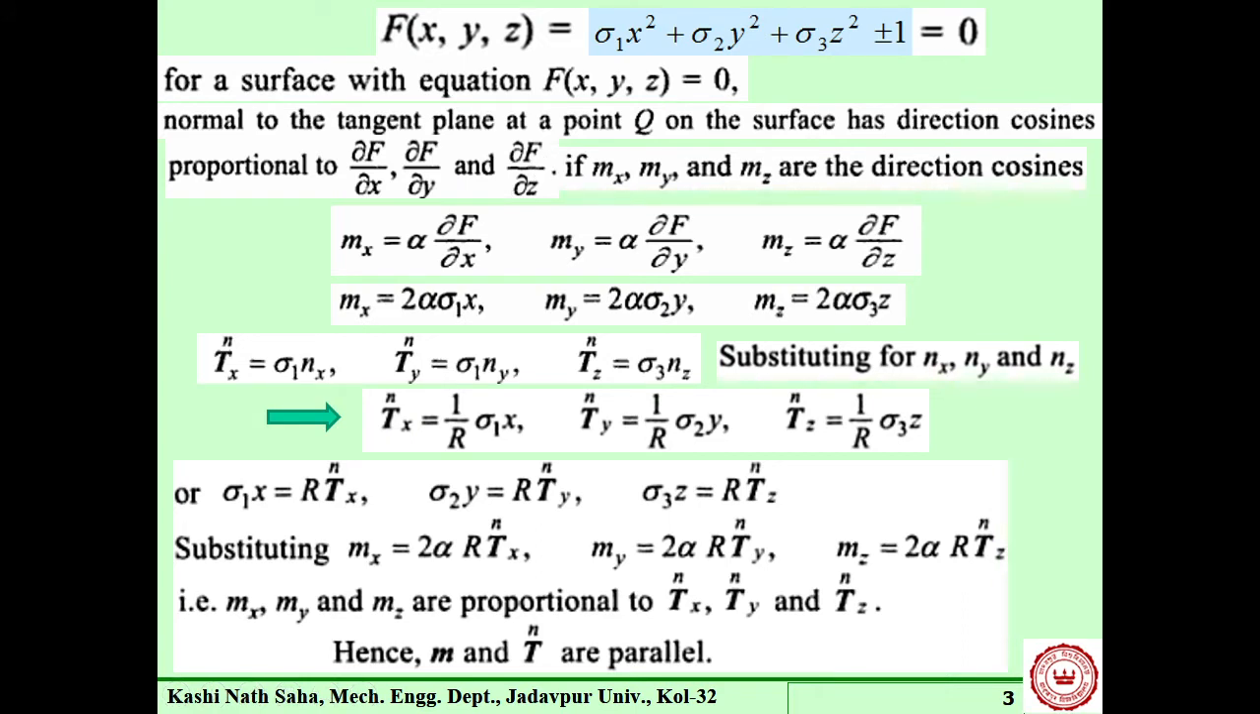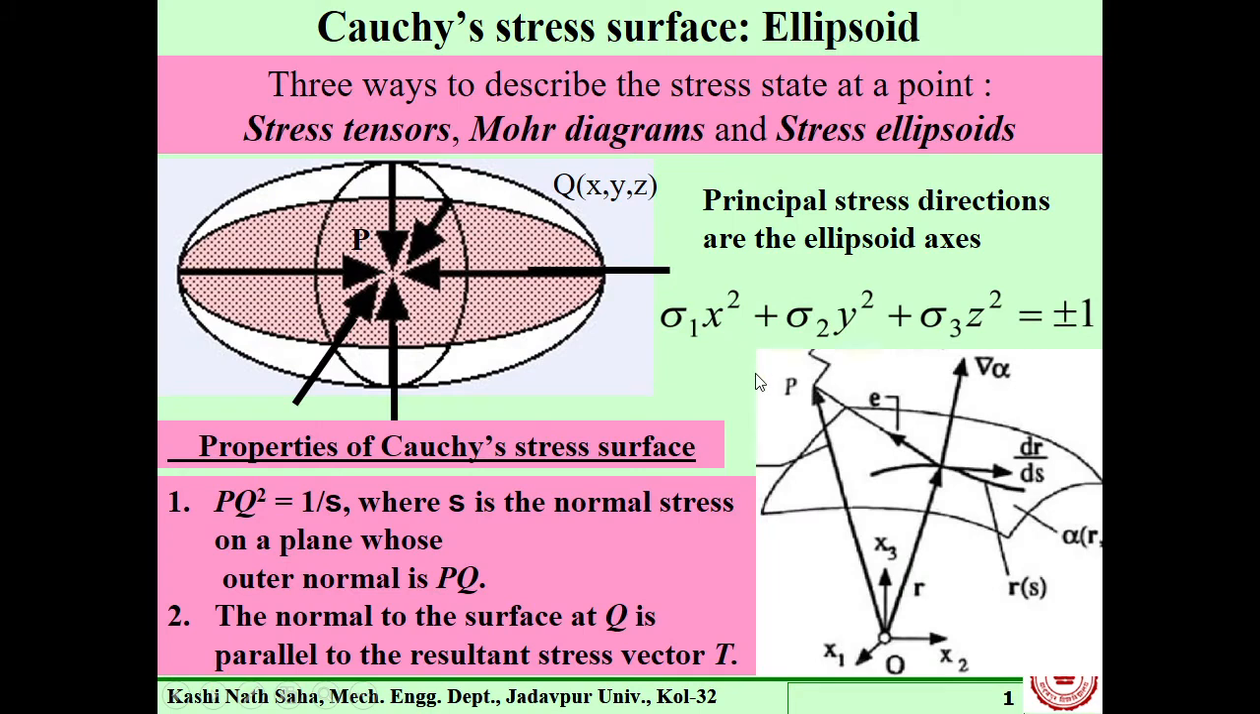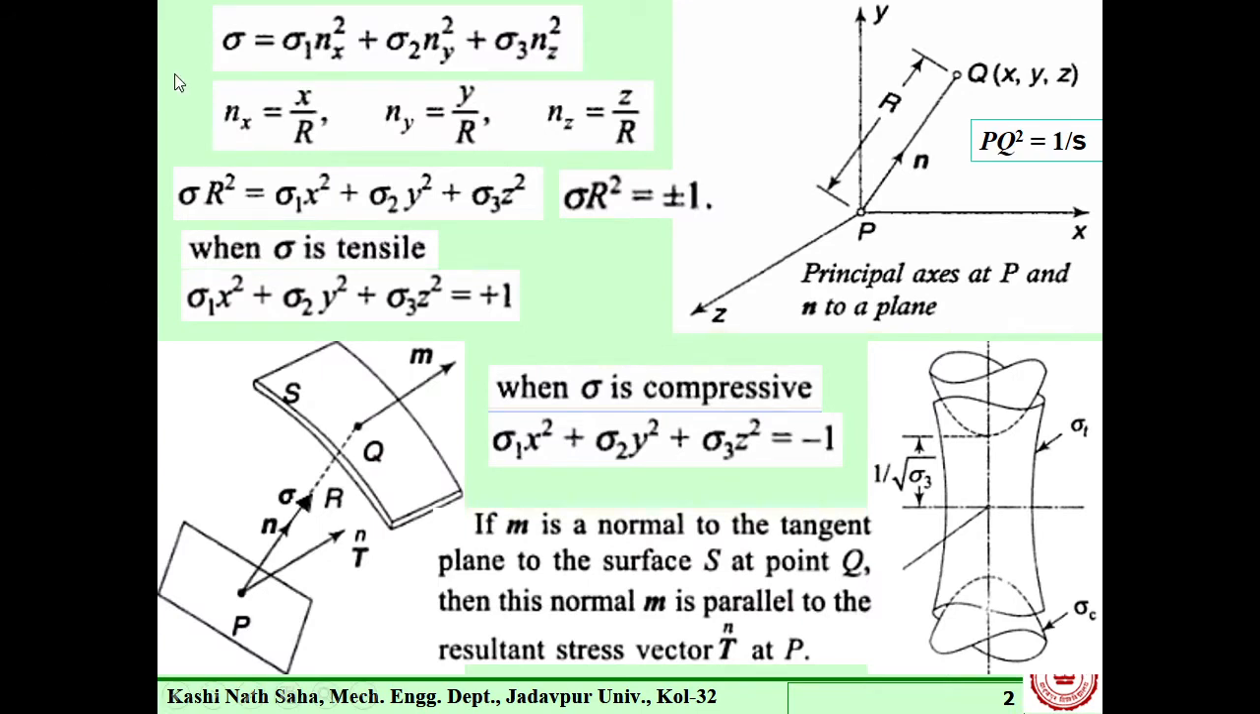Okay, so this is what we will be using, right? And what else is here? Now we observe, say, this sigma, any normal stress at point Q, right? That is what we have already stated. So what is this 1 by sigma? This is PQ square.